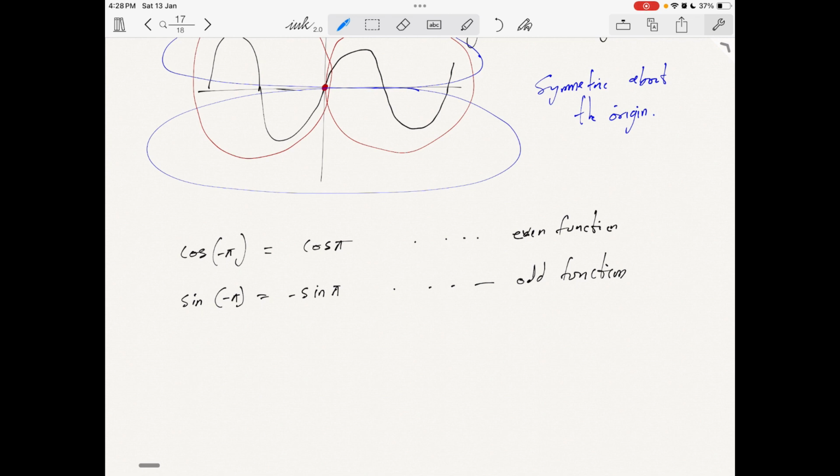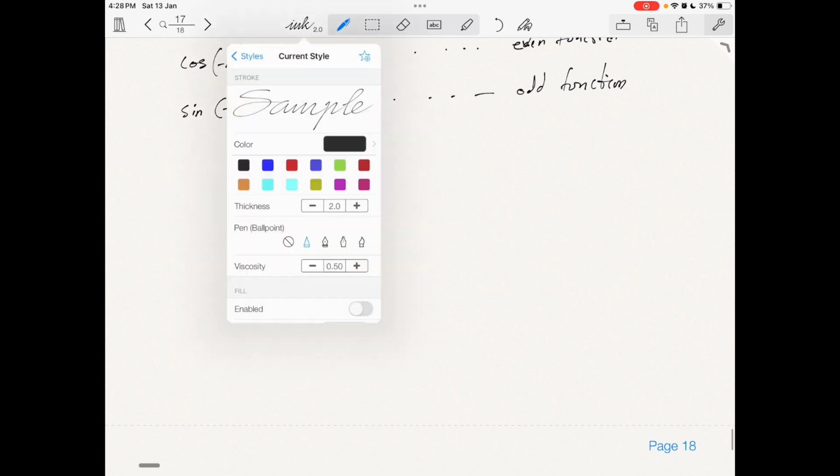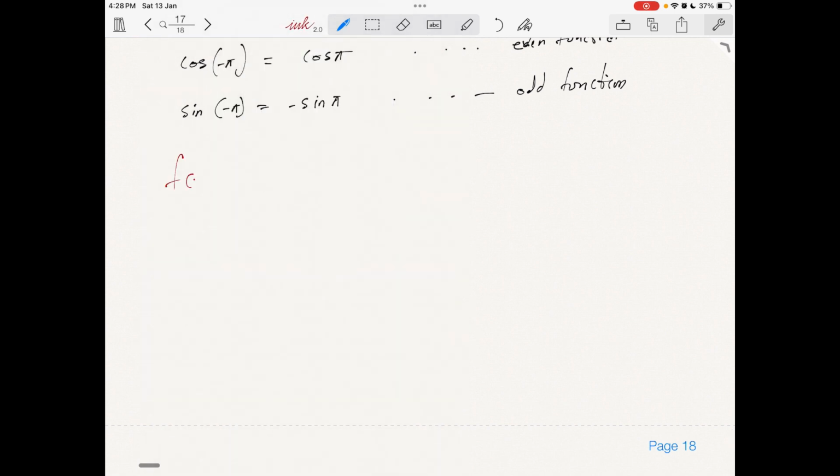And now we might be asked to evaluate a Fourier series for odd functions and even functions. Now, what is the way about it? Recall that the general formula for Fourier series is f of x is equal to a naught over 2 plus summation from n is equal to 1 to infinity of an cos nx plus bn sine nx.